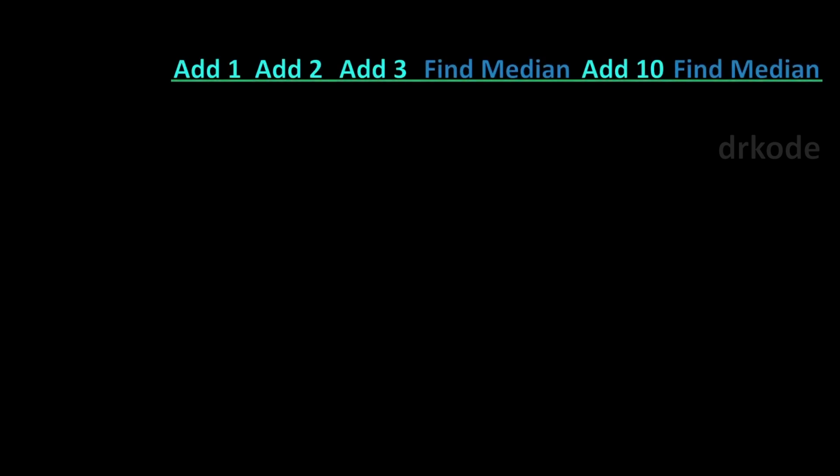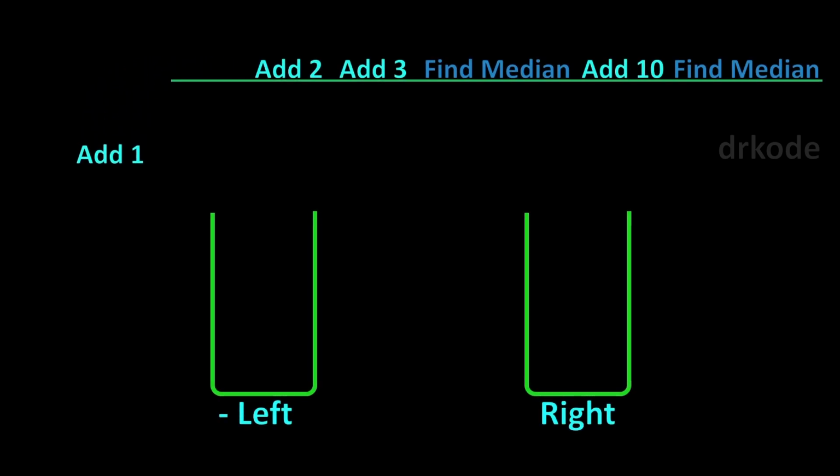There are two heap queues. First, we need to add the number 1. Just add the data on the left side. And then we check the lengths of the left and right. They are not equal but differ by just one value, so that's completely fine. And then we add 2 but as a negative value.